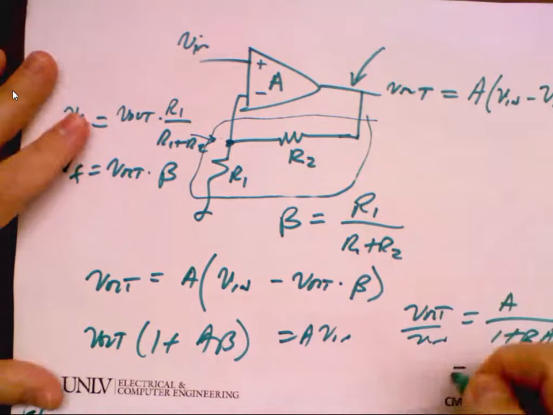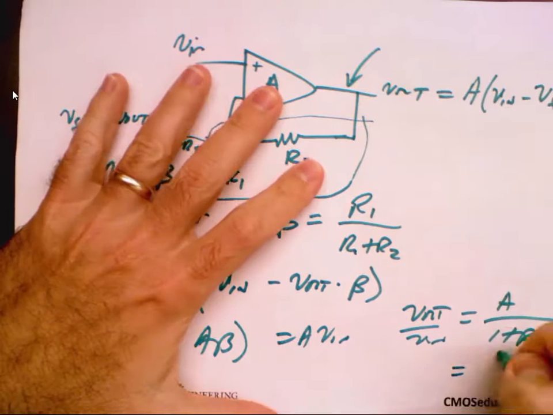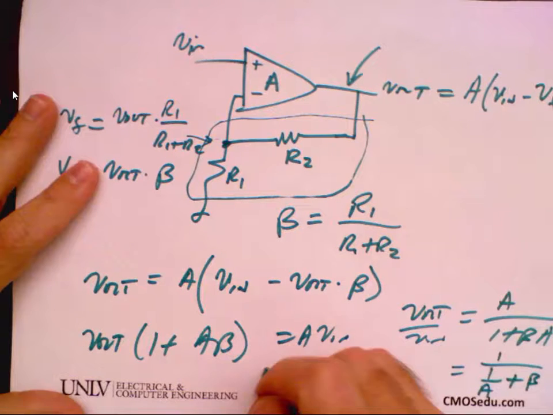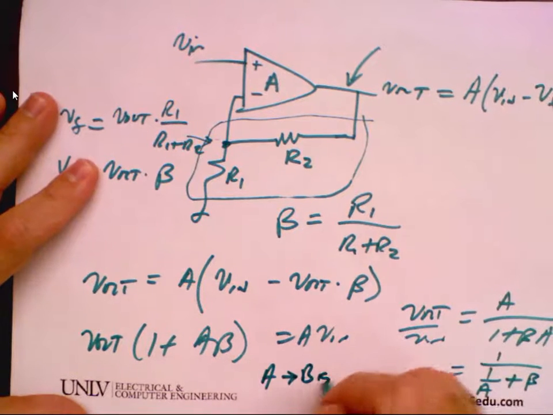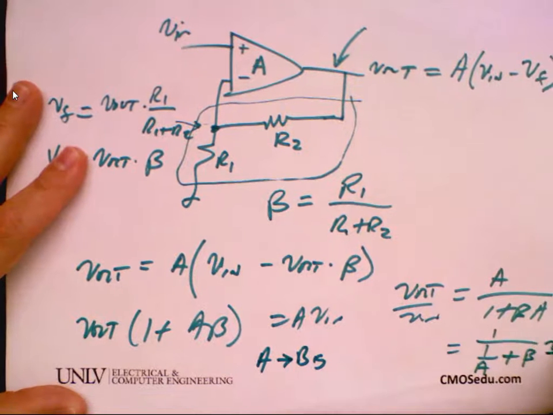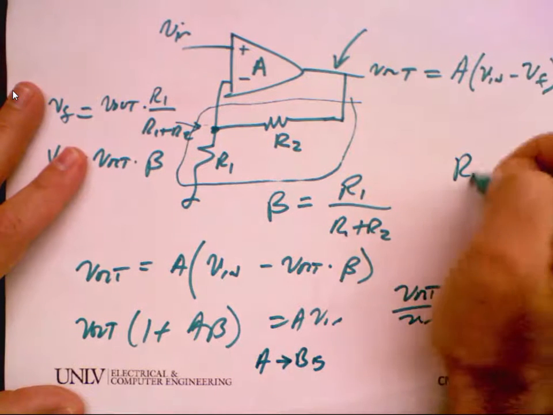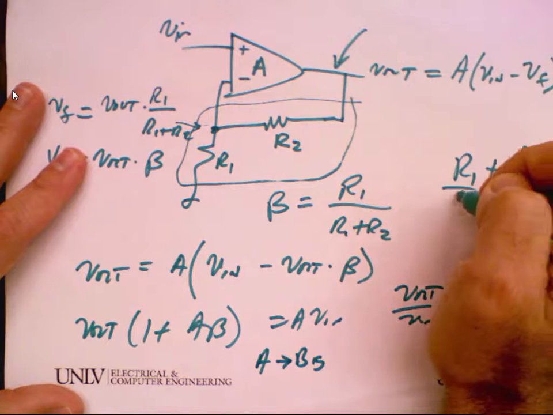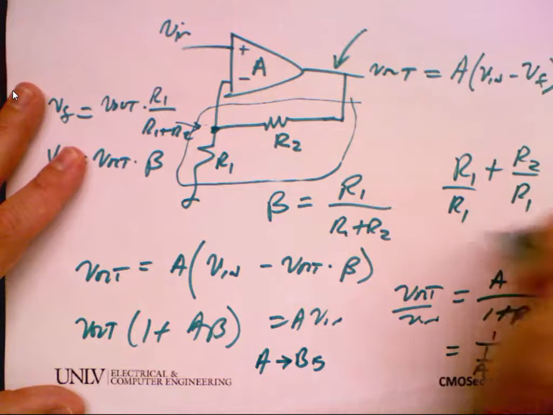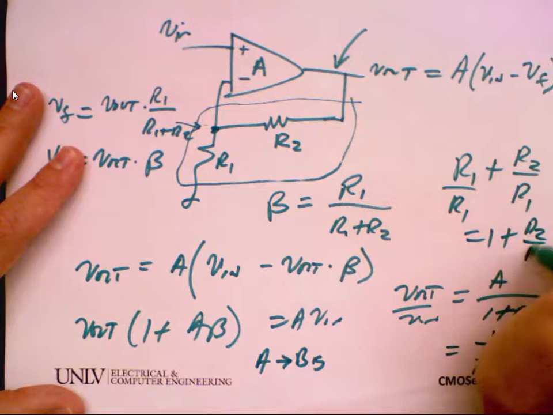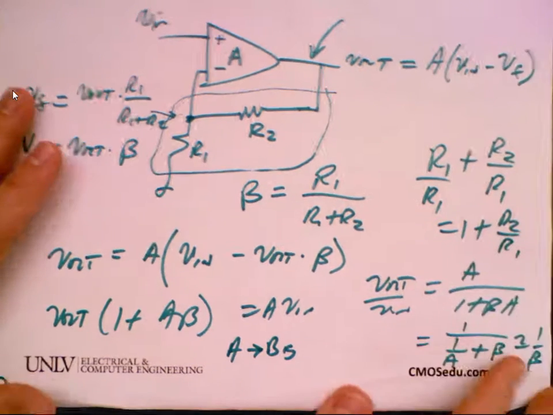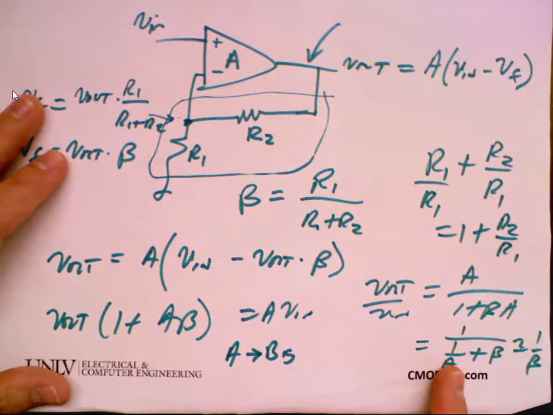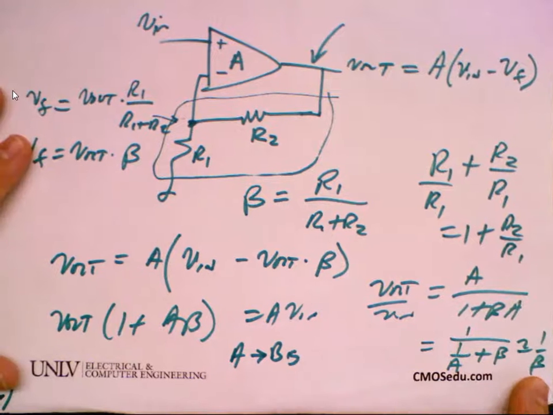So I'm going to rewrite this as 1 over (1/A plus beta). So if A is big, then this approximates to 1 over beta, or R1 plus R2 over R1, or 1 plus R2 over R1, the standard gain. Okay, everybody sees this, right? So if A was 10,000 versus 9,000 versus 100,000, it doesn't really matter. You're still getting a gain set by this.